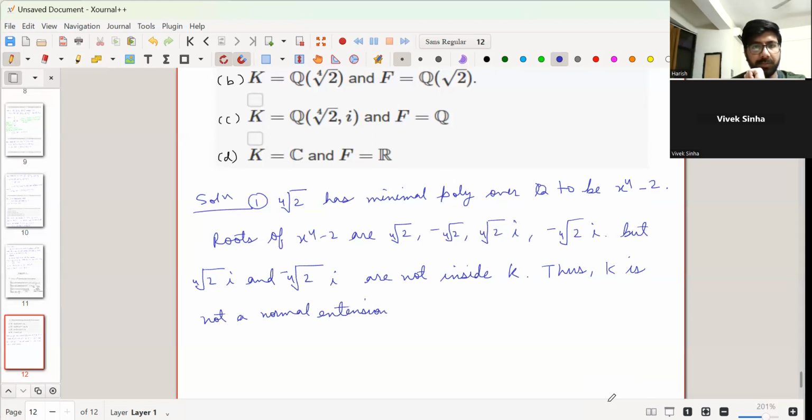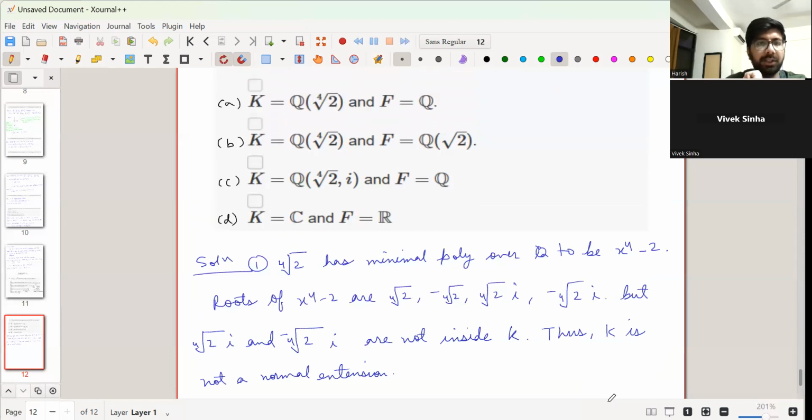This is what you should keep in mind, because this is just Q adjoined with some number. A normal extension means it is a splitting field, and a splitting field is just Q adjoined with certain numbers. You just check whether the minimal polynomial of that adjoined number has all its roots inside K. If it is so, then it is fine, otherwise no.